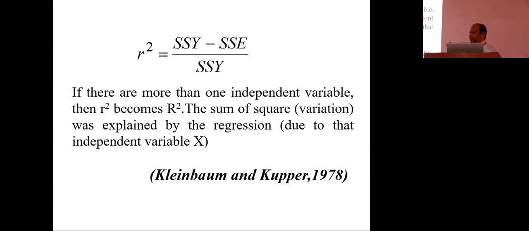What is the variability due to regression divided by the variability of the dependent variable? So this is due to regression, and this is the variability of the y variable. If the regression is able to explain 100% of your y variable, then the R square becomes 100%. Okay. In practice, R square cannot be 100%.